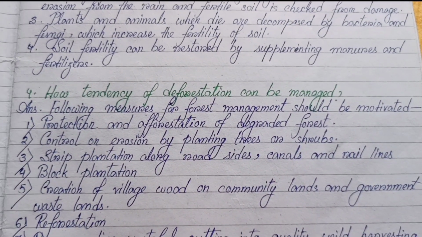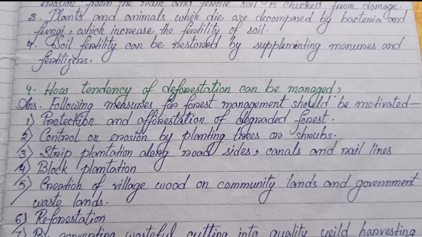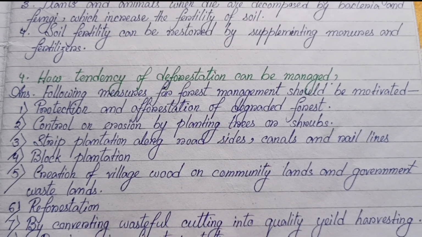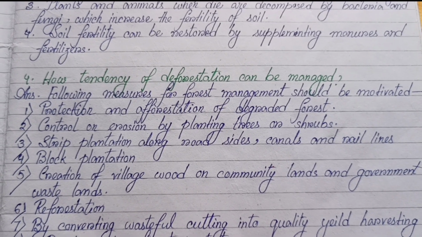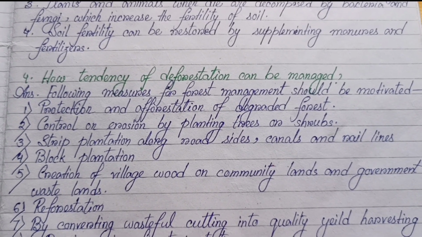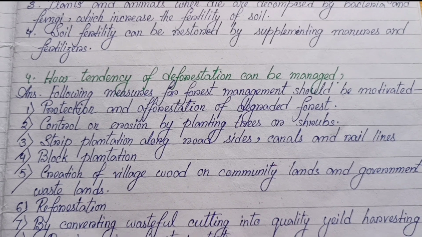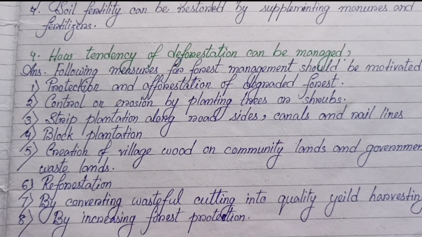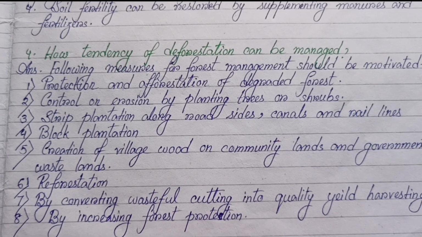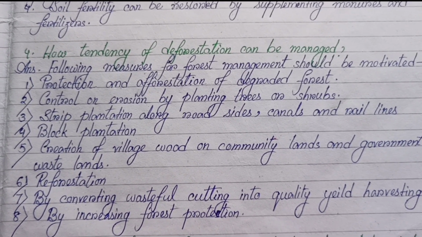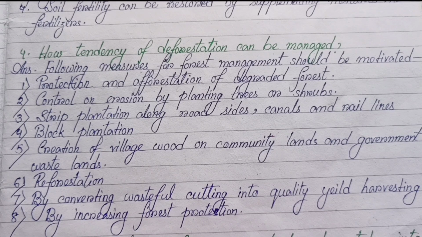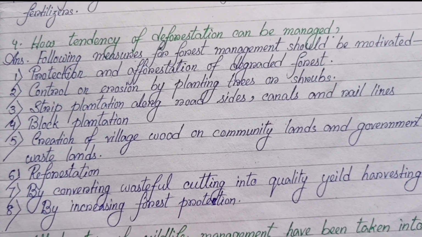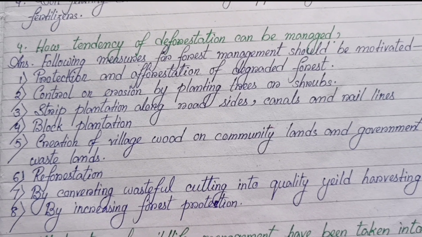Number 4, how can the tendency of deforestation be managed? The following measures for forest management should be motivated. Number 1, protection and afforestation of degraded forest. Number 2, control of erosion by planting trees or shrubs. Number 3, tree plantation along roadsides, canals and rail lines. Number 4, block plantation.